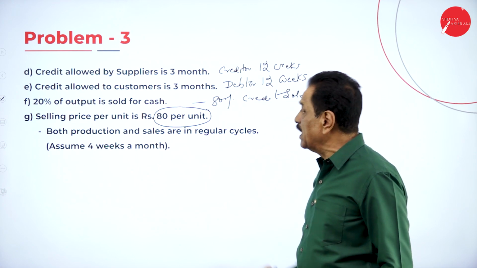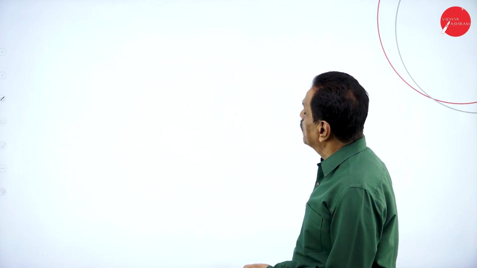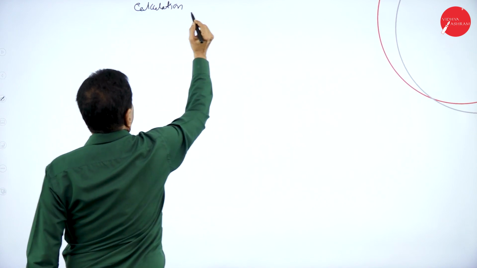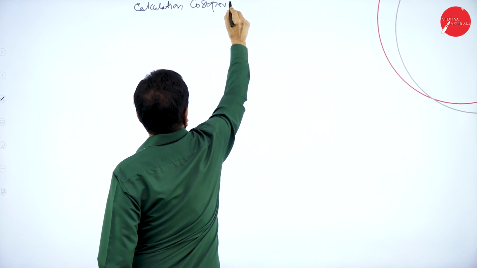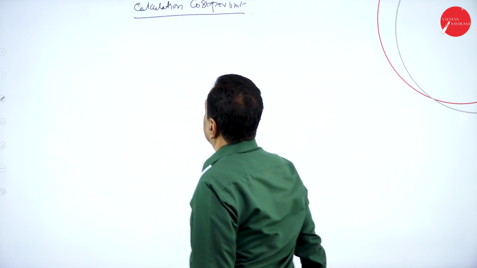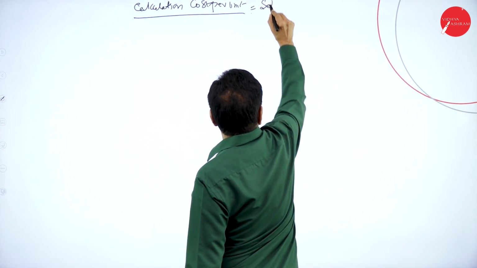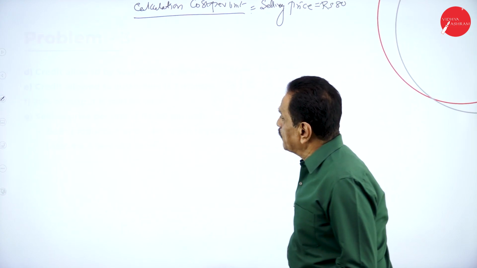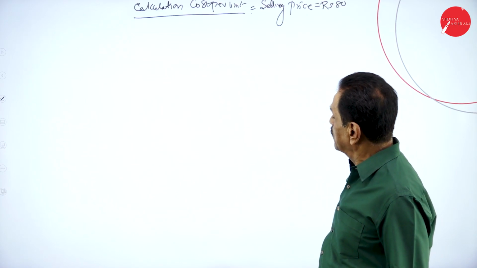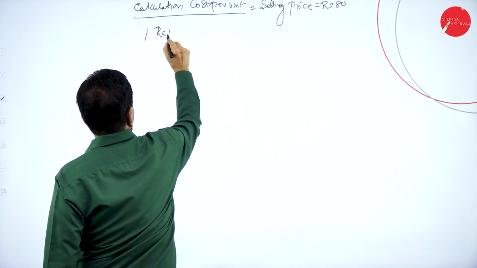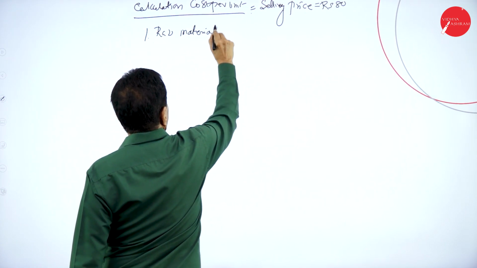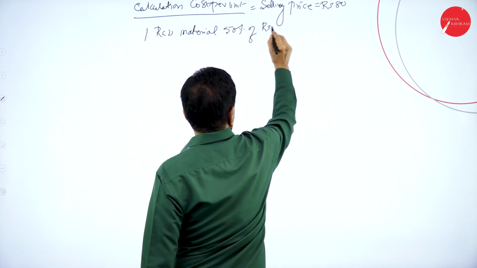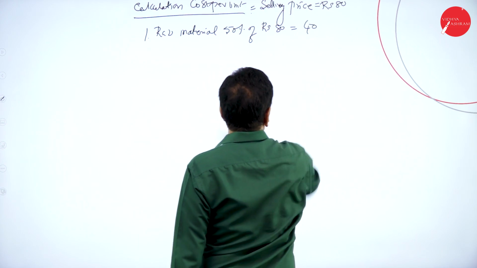Now, regarding the per unit, 80 is there. They have given the percentages. Calculation of cost per unit. Total selling price is rupees 80. First one, raw material 50%. 50% of rupees 80 works out to 40 rupees.